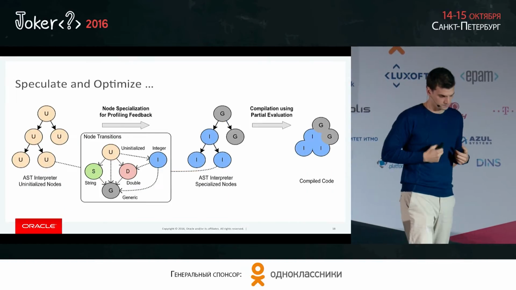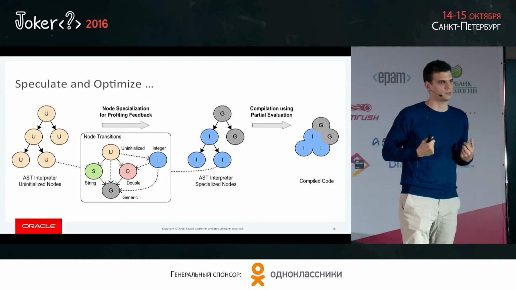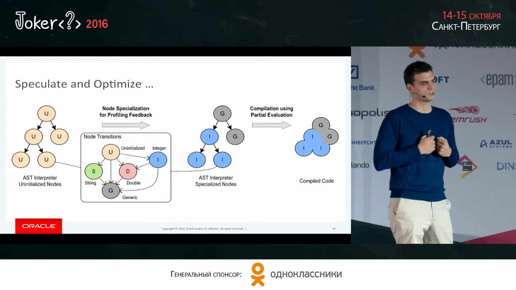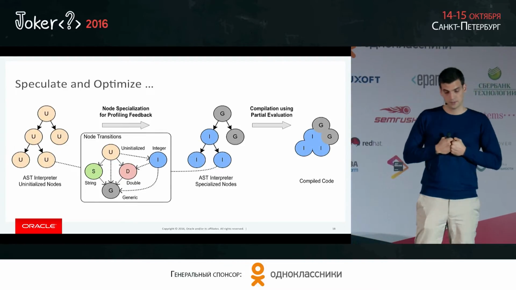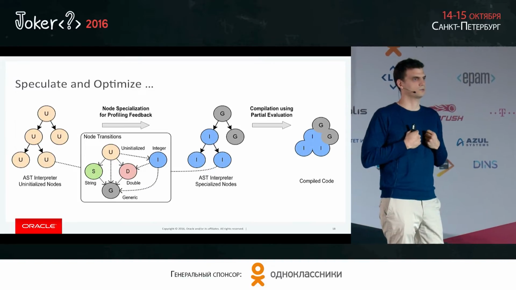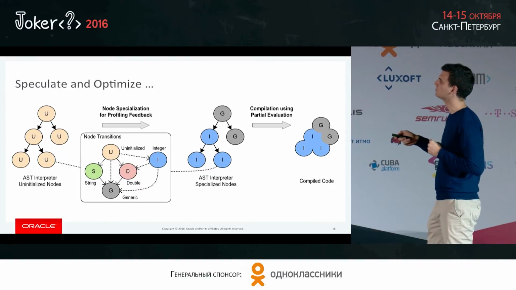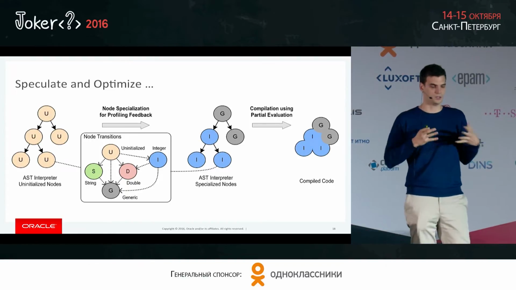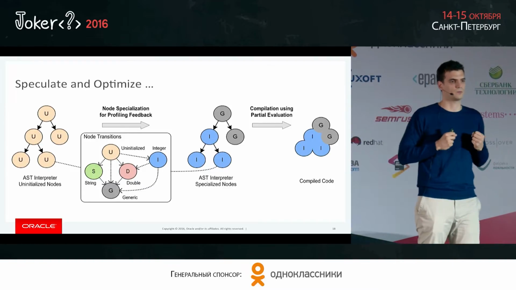So, how does Truffle work? It is an AST interpreter, just what we wanted in the second slide. We said we just want to write an interpreter, but it has additional annotations that you specify with the DSL. Basically, you run your code in the AST interpreter, and as you can see here, all the nodes are in the beginning uninitialized, so you don't know anything about them. It's just the interpreter, the slowest version.